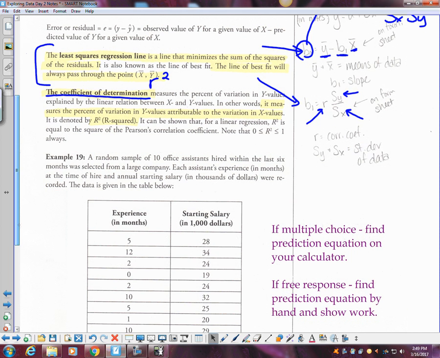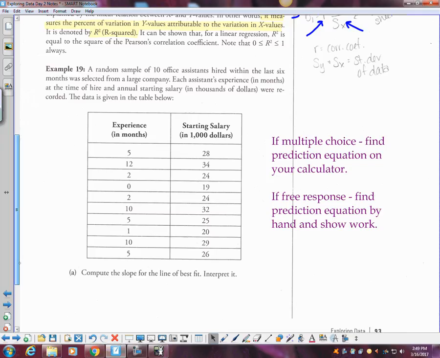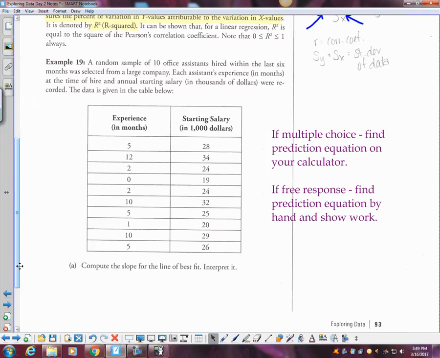Okay, so here we go. We're going to take this problem right here, and we're going to find the equation all by ourselves, all by hand. A random sample of 10 office assistants hired within the last 6 months was selected from a large company. Each assistant's experience in months at the time of hire and annual starting salary in thousands of dollars were recorded. The data is given in the table below.